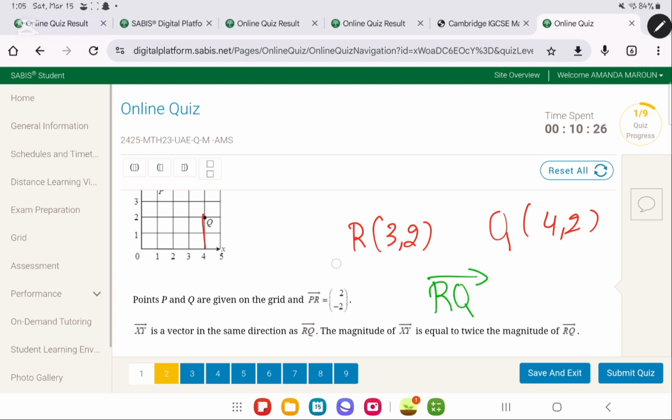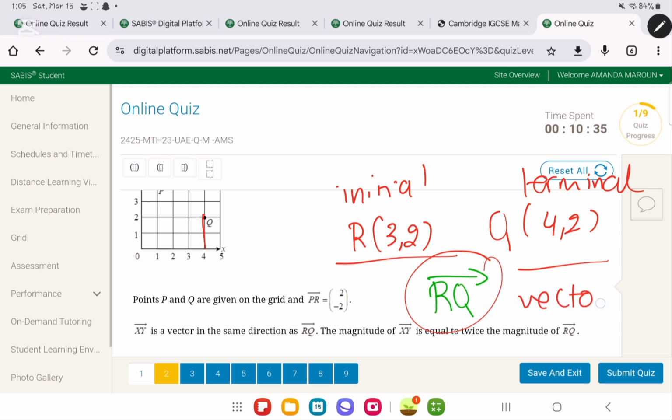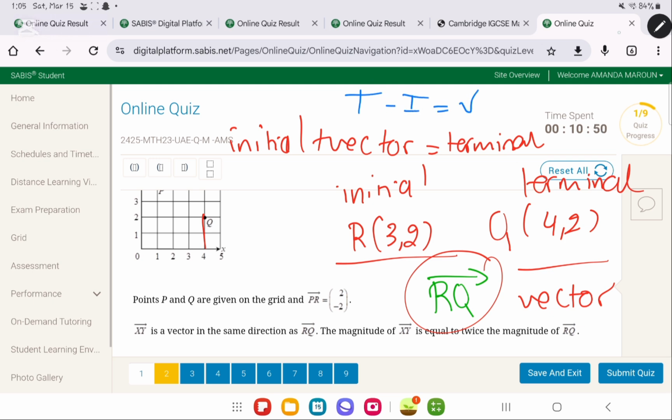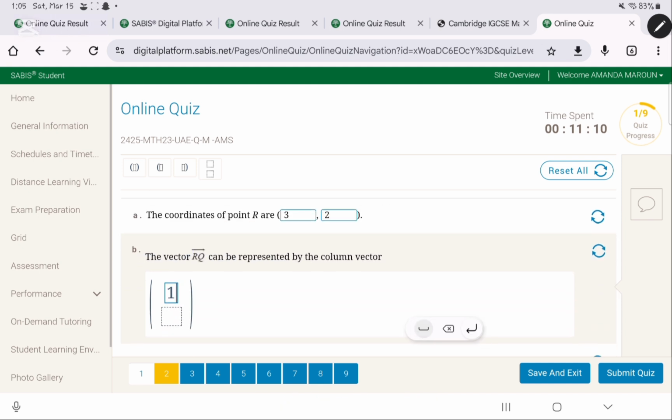So we are given what? We are given the initial point. We are given the terminal point. So to find the vector, we need to apply the equation initial plus vector equals terminal. So very simply, you're gonna move them around and you will get terminal minus initial gives us the vector. So you take the terminal point, which is Q (4, 2), and you subtract from it the initial point, which is R (3, 2), and you will get an answer, which is RQ to be (1, 0). So very simply, our answer over here is (1, 0).